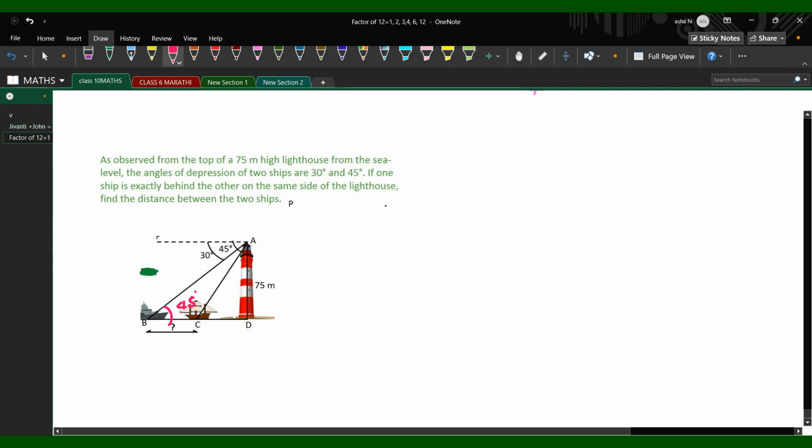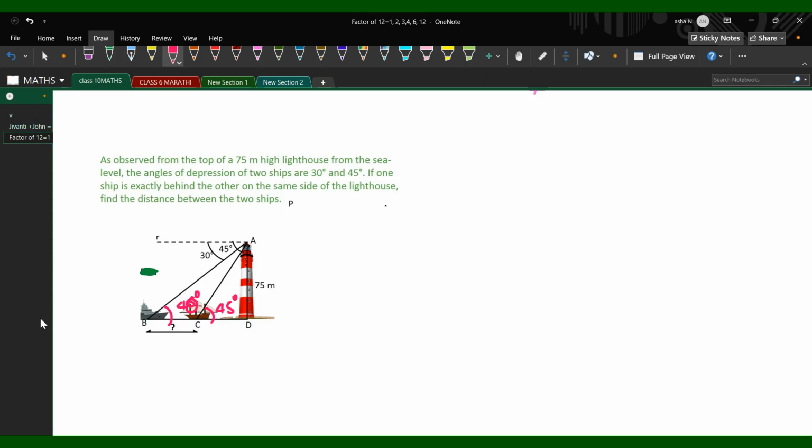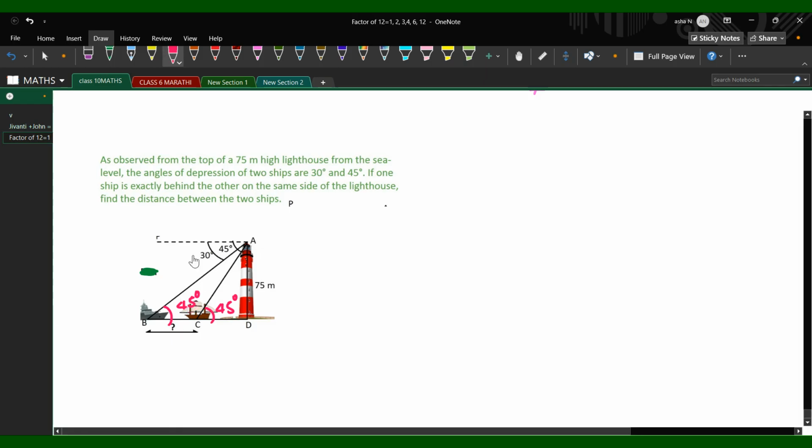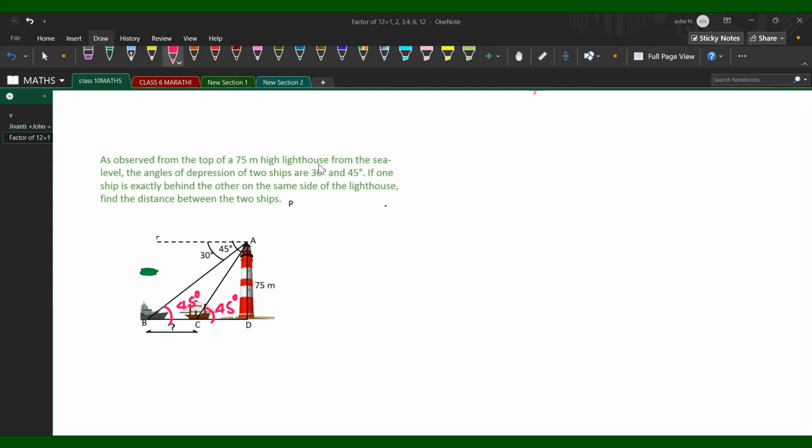Sorry, that's 30. 30 is 30, and this one will become 45-degree. Because alternate interior angle. The reason is PA is parallel to BD, and AB is the transversal. So that is the reason angle B is equal to angle A. Similarly, the other one also we will write in the same way. PA is parallel to.